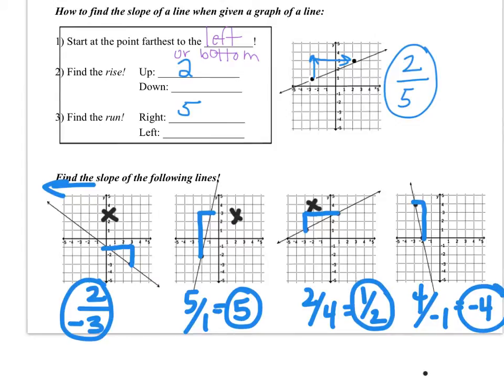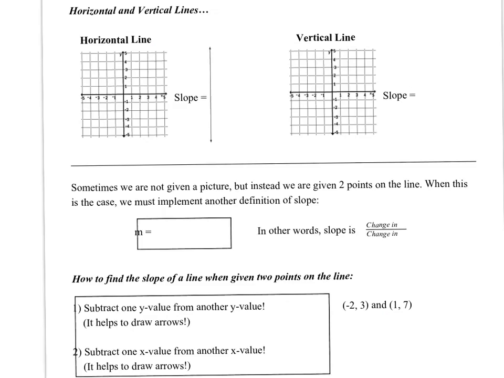All right, nice job. All right, so if you were in class when we talked about slope, we talked about horizontal and vertical lines. So this is what a horizontal line would look like. And this slope we say is 0. This has a slope of 0.